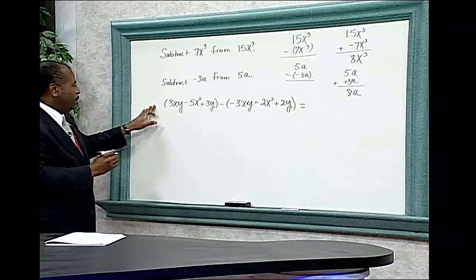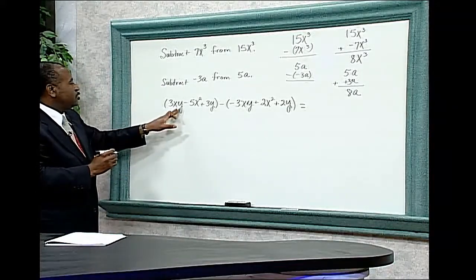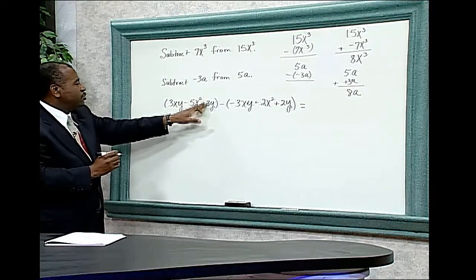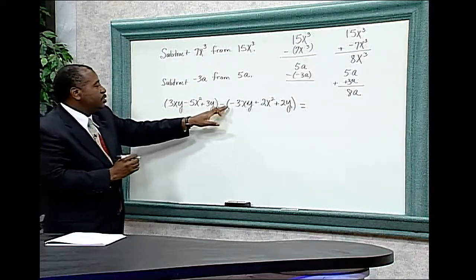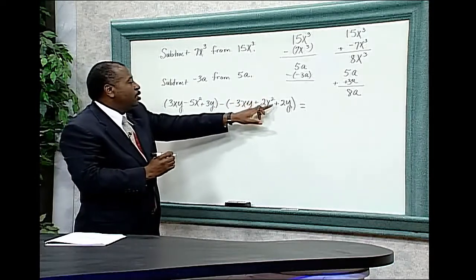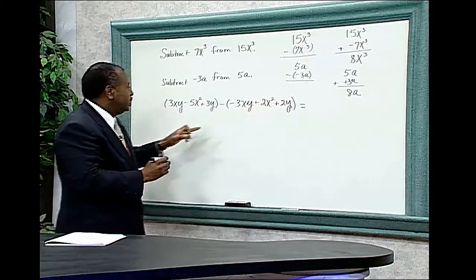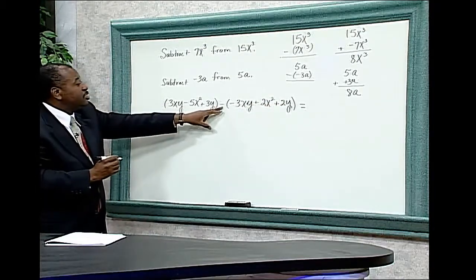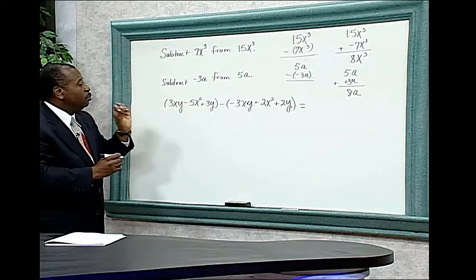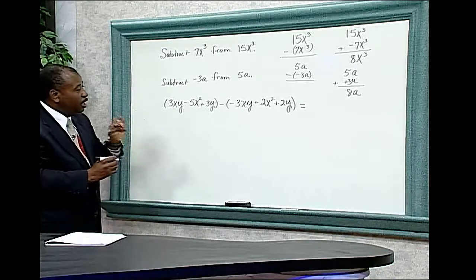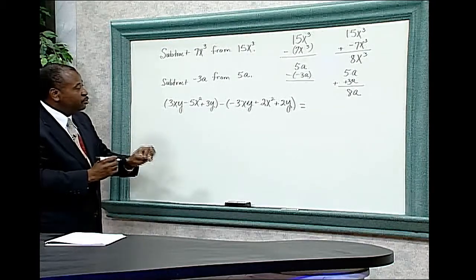Example number 3. 3xy minus 5x to the second power plus 3y, minus a negative 3xy plus 2x to the second power plus 2y. And again, we want to combine like terms, but this problem is a subtraction problem. We have to change subtraction to addition and then utilize the addition rule.